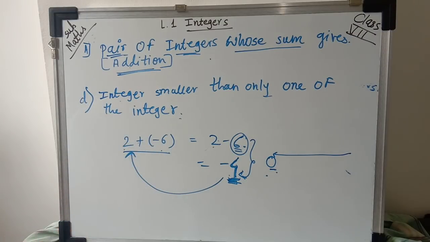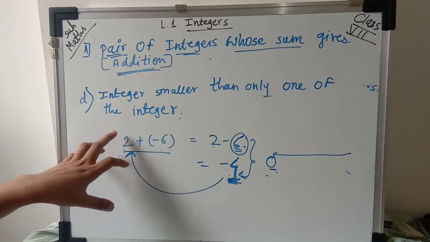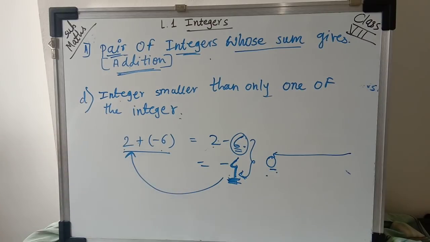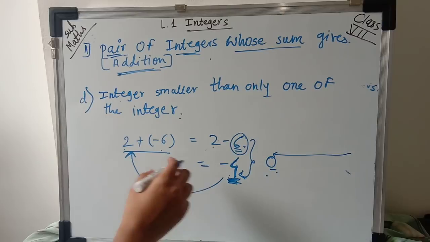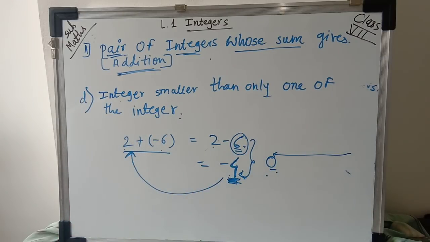So remember students, when you are doing the addition of two integers, the positive integer is always greater than the negative integer. Now let's find out the pair of another integer.